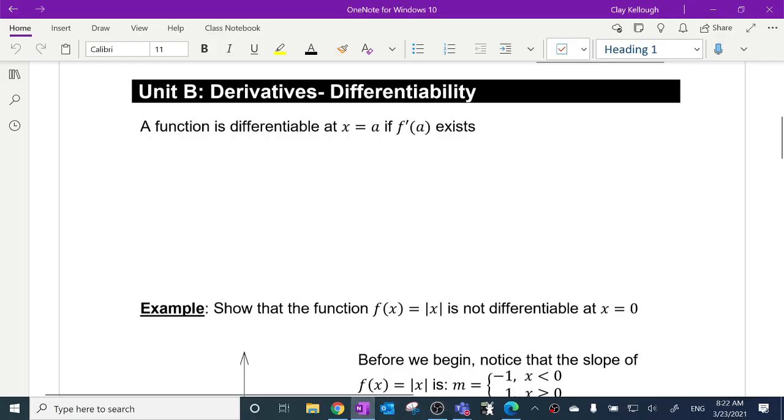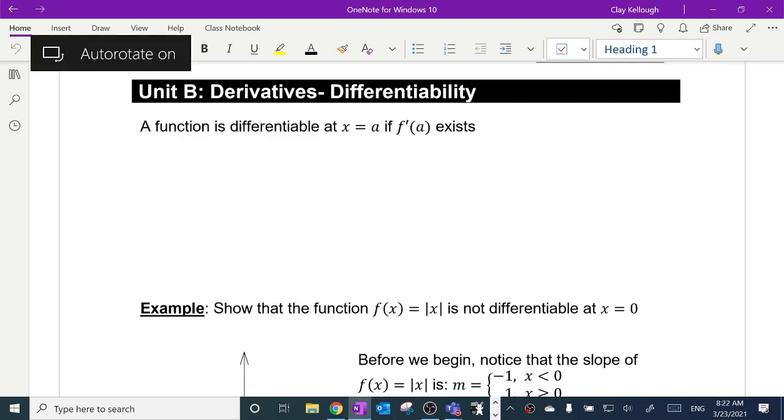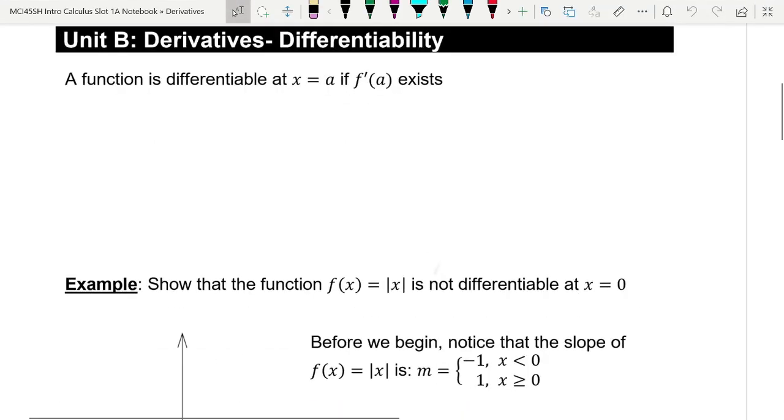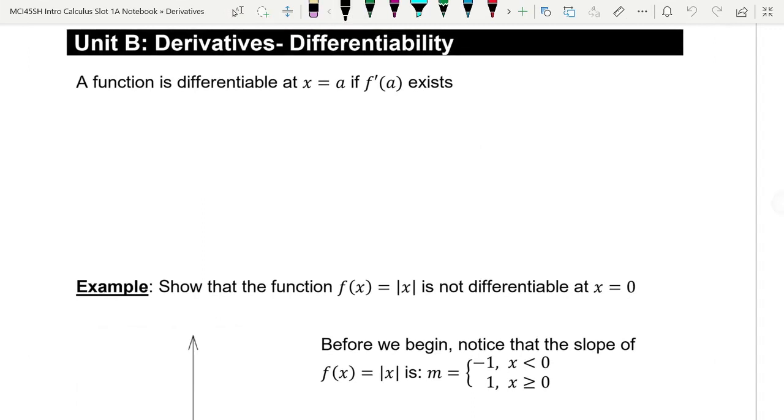So we are going to look kind of formally here at differentiability. A function is differentiable at x equals a if the derivative of the function at x equals a exists. So again, that's basically saying if the derivative exists at x equals a.